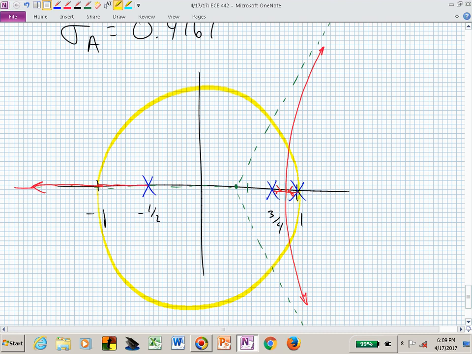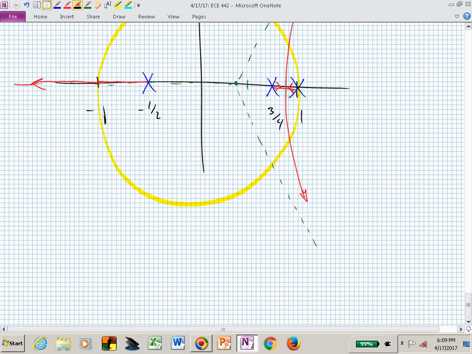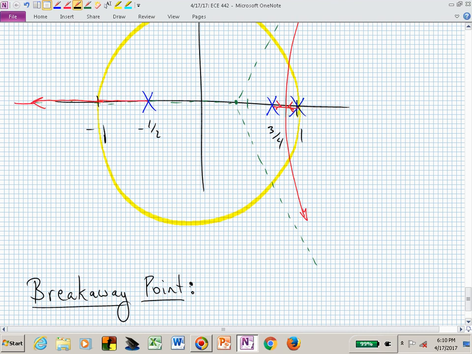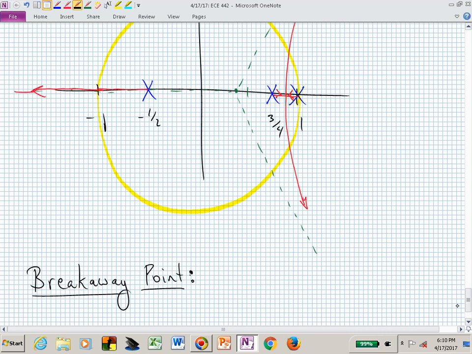How do I find the breakaway point between 3/4 and 1? And this is a review from exam number 2. No, exam number 3. Have to keep straight. How do we find the breakaway point for this system? Which condition? So now I have 2 conditions that I'm usually playing with on the root locus. A phase angle condition and a magnitude condition. Which of those allows me to determine a formula that I could maybe find the breakaway point between 3/4 and 1?